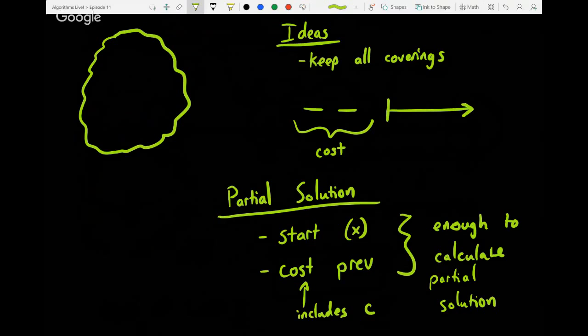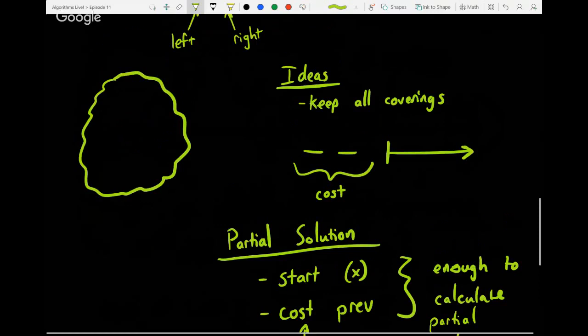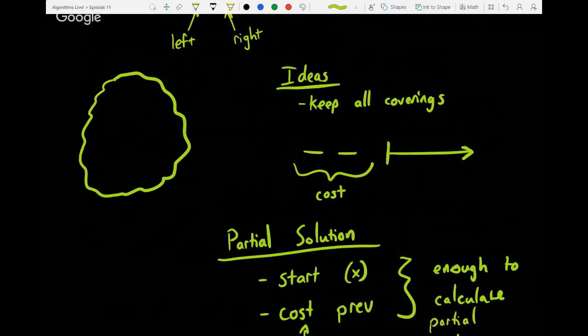Okay, so what I can do is, every time I come across a new point, I can just calculate what's the minimum cost to get everything behind me, and then put it into the bag. So we already have our first question, and it's asking for this algorithm, is it a greedy algorithm?